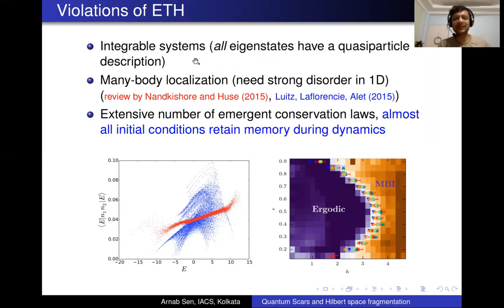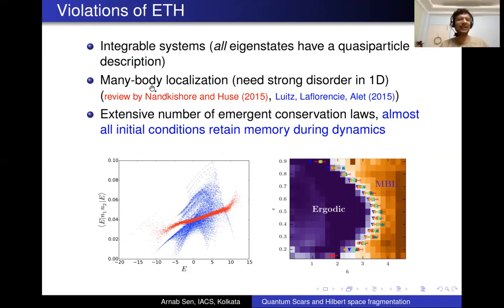However, in integrable systems, because of an extensive number of conservation laws, what happens is something remarkable. All the eigenstates, even the high energy eigenstates, have a quasi-particle. Therefore, they automatically violate the eigenstate thermalization hypothesis. Okay, so this is one thing.